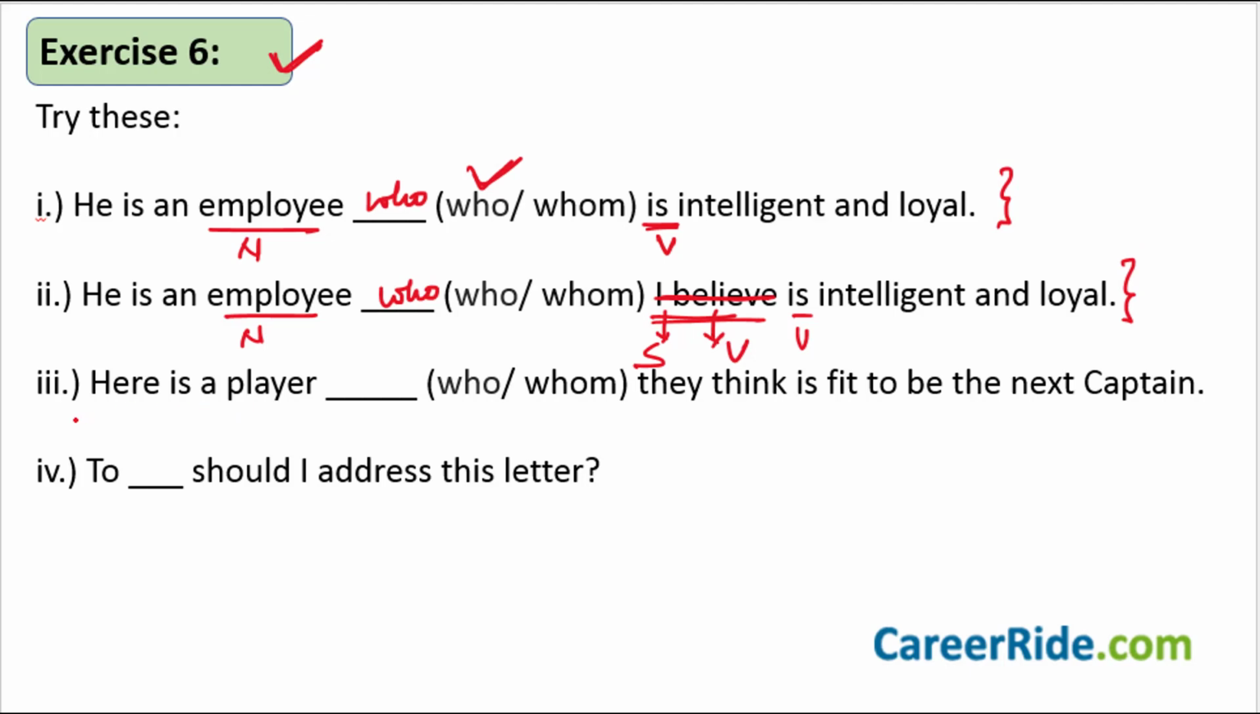Okay, the third one, pretty similar to the second sentence. Here is a player dash they think is fit to be the next captain. Okay, so do I see a noun? Yes, I see a noun here. There is a blank here, but again I see after the blank it is they think, but this they is what? This is subject, this is verb. They are able to complement each other. Okay, they fulfill each other's requirements, so they get cancelled out. What do I have immediately after it? Again a verb. So okay, my condition is getting fulfilled here. He is a player who is fit to be the next captain.